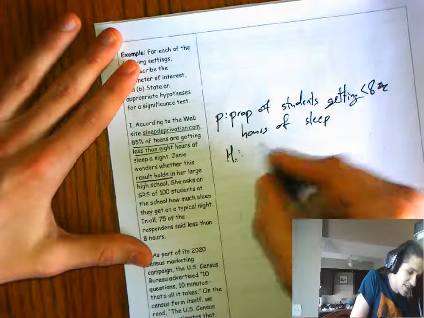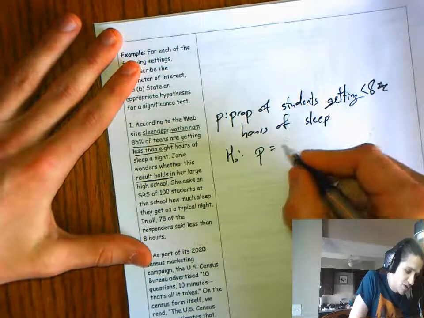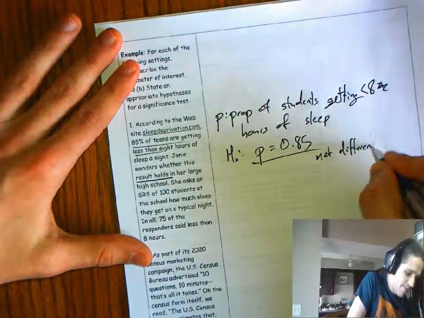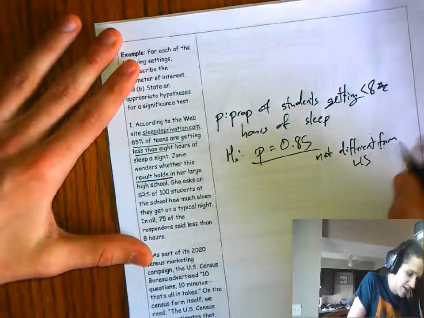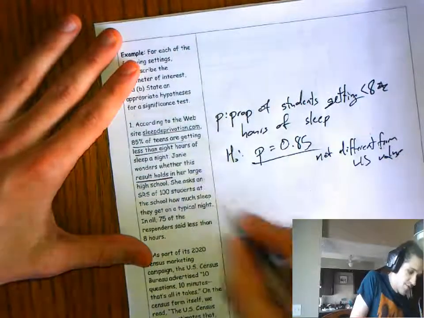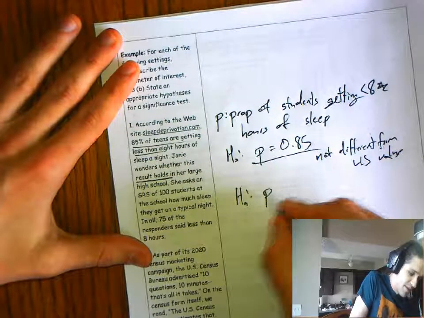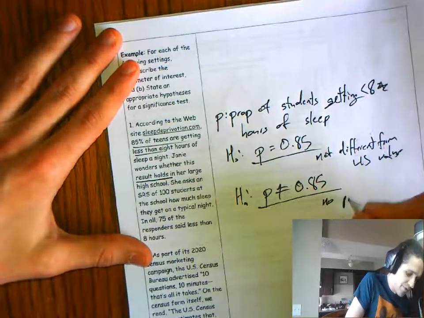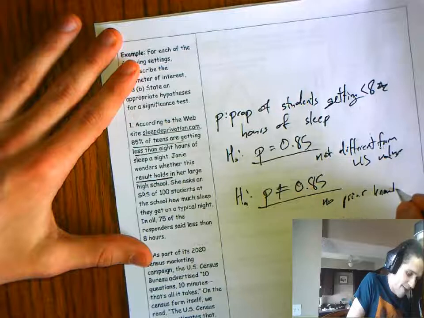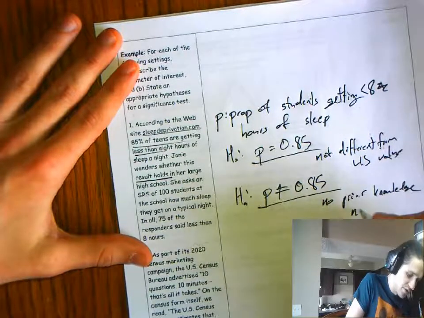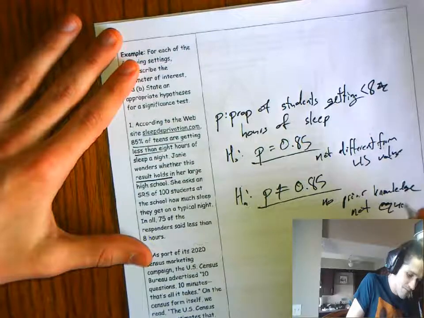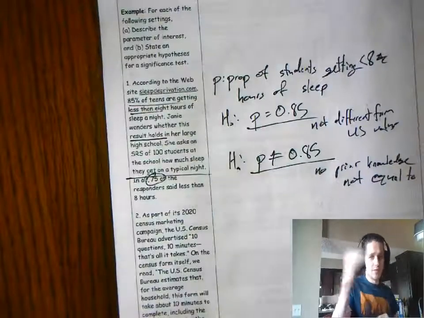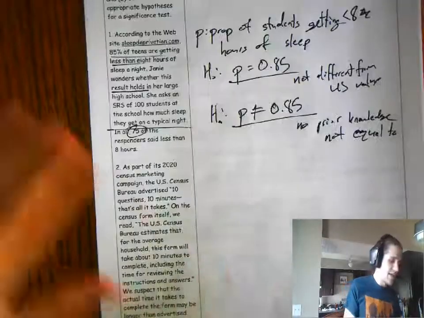Our null hypothesis is that we're right, or that the national proportion is correct. That is, it's 0.85. That is, it's not different from the US value. What's our Ha? We don't know. Maybe it's not the same. We didn't have any prior knowledge. No prior knowledge. So not equal to. This 75 out of 100, that's not prior knowledge. That's after you did the study. So we don't get to take that into account.